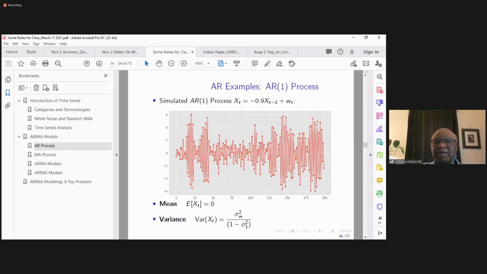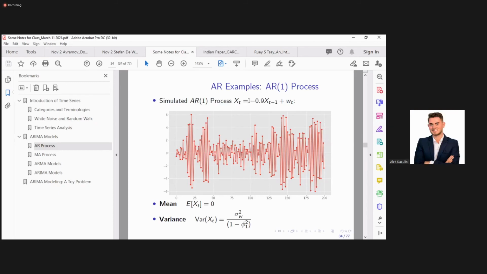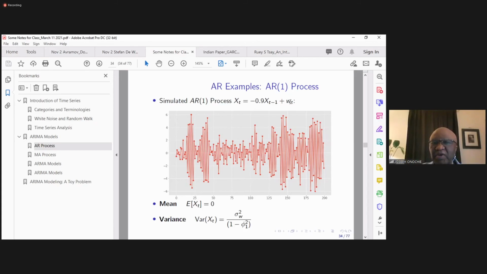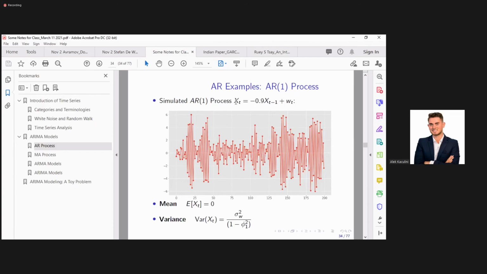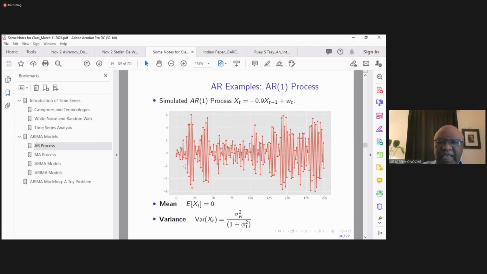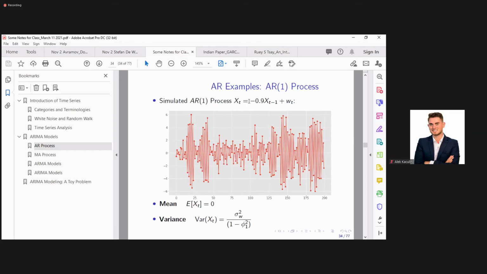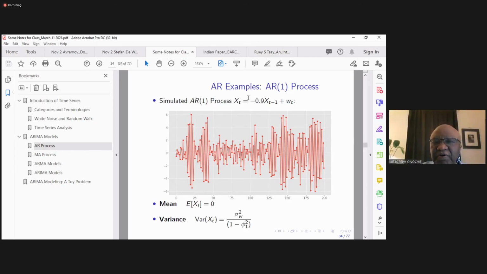What is the constant term here for this AR1 process? Zero. The constant term is zero. This is a zero mean white noise. What is phi1 here? Negative 0.9. So what is the average of this process? Here, we're saying the average is zero, and I'll show you why in a second. But I just wanted to show you this process because here that first term is equal to zero, and the phi is equal to negative 0.9.